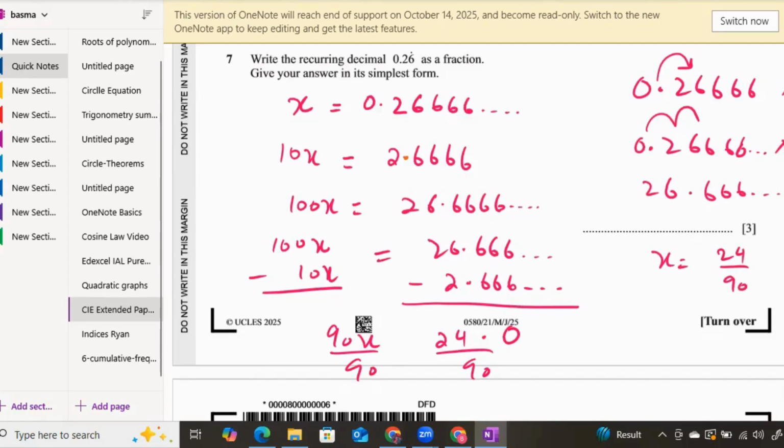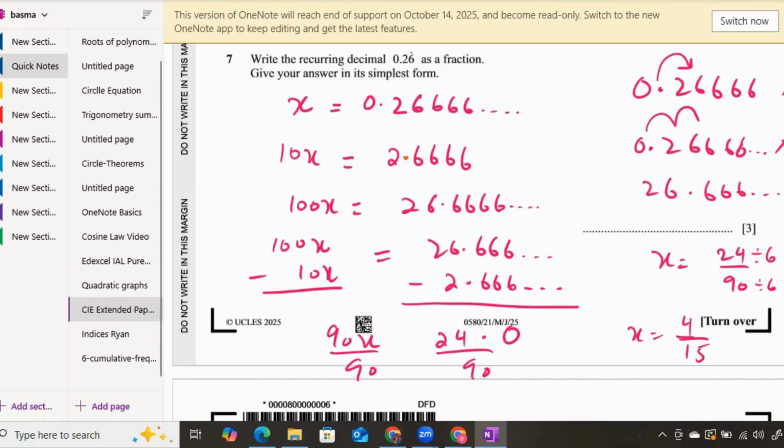Okay. Now you can divide this by 6 because 90, yeah. So we need to simplify. So we will divide both of them by 6. So x will be 24 divided by 6 is 4, over 90 divided by 6: 6 times 1 is 6 and 6 times 5 is 30.